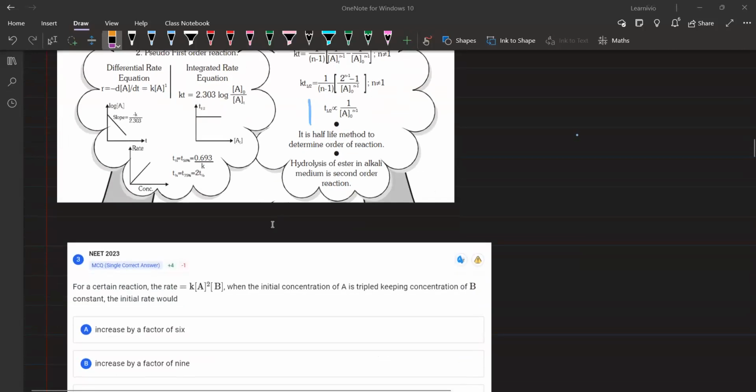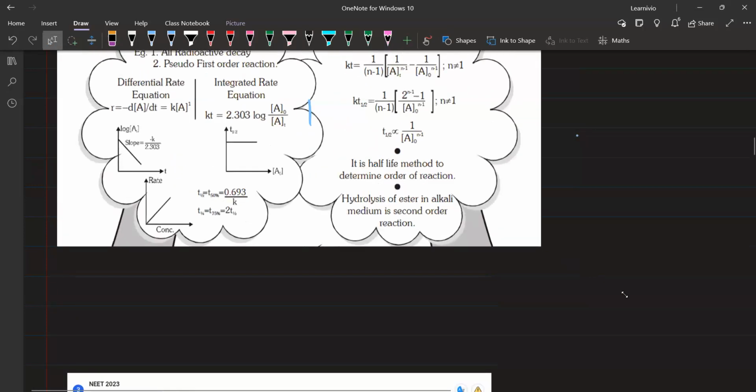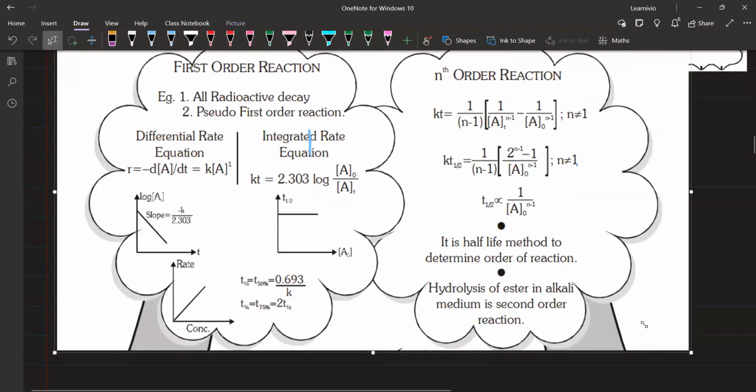Next similar is the first order reactions. Just give me a second. So in first order reactions, the rate of reaction is directly proportional to the concentration of reactant to the power 1. The integrated rate expression is Kt is equal to 2.303 log A naught by At. And one more very important thing is the t half. T half is equal to 0.693 divided by K.